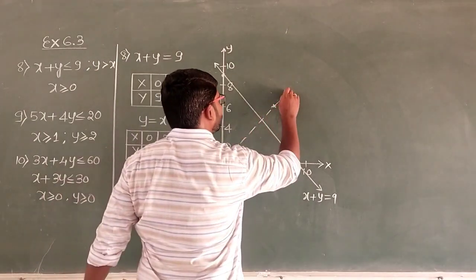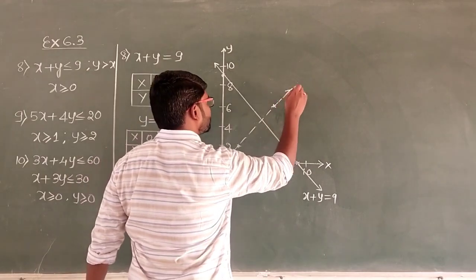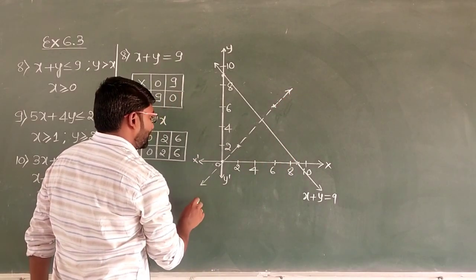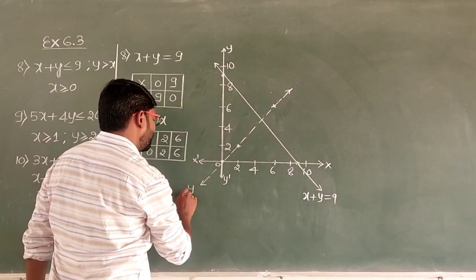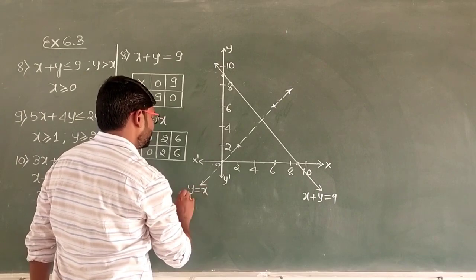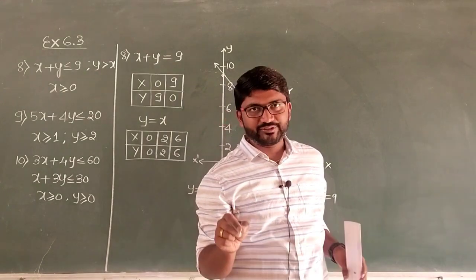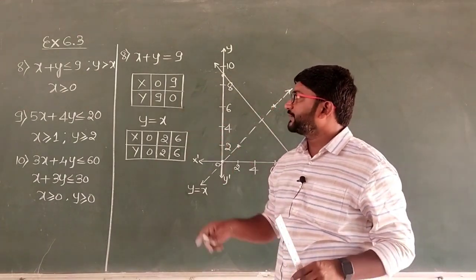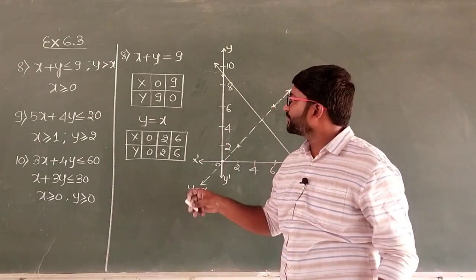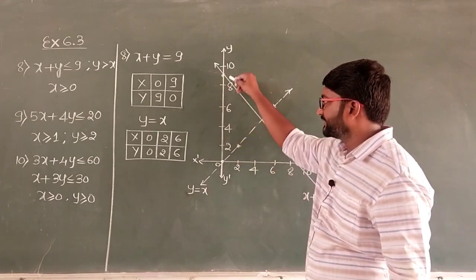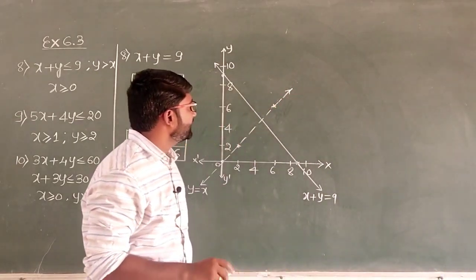On both sides we need to put the arrow mark, and here we have to write y equal to x. The last inequality is x greater than or equal to 0. Remove the inequality sign, we get x equal to 0, that is nothing but the y axis. So here we have to go for the shading process.